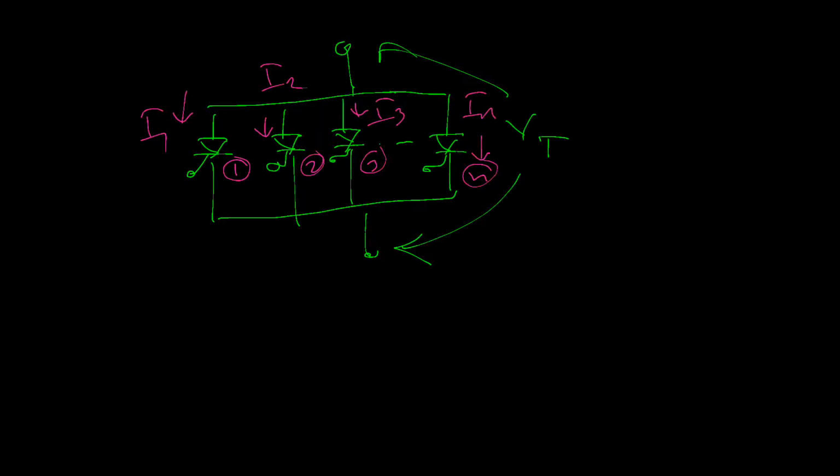Now consider if SCR1 turns on first, then the remaining n minus 1 SCRs will be turned on next. If SCR1 turns on first, then what happens? The total string voltage is taken by SCR1, that means it behaves like a short circuit, and then no voltage appears across the n minus 1 SCRs. That means the total load current is shared by SCR1.